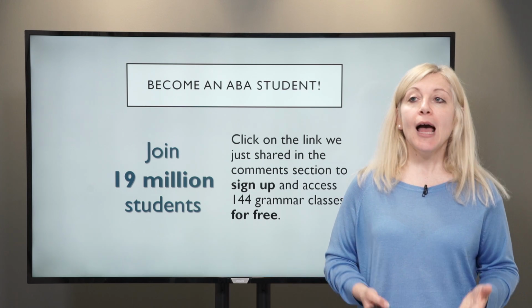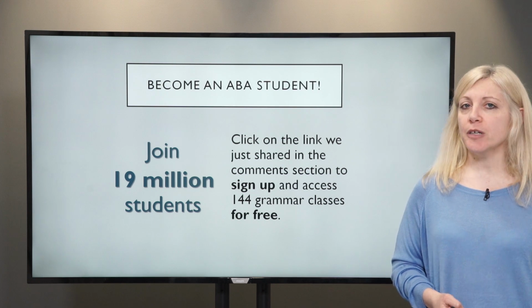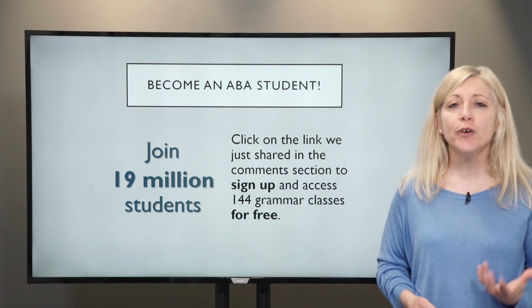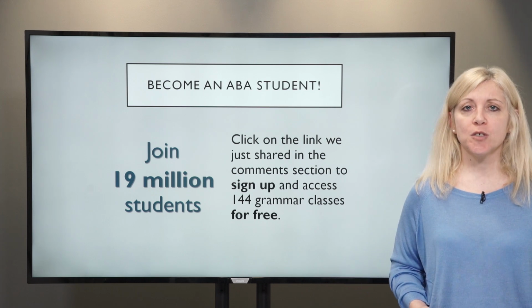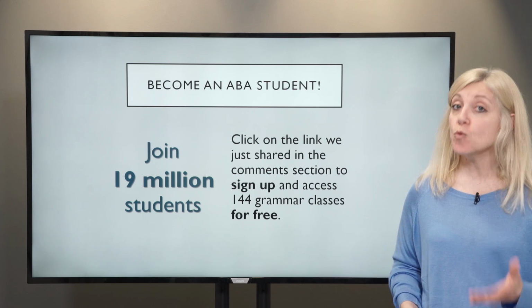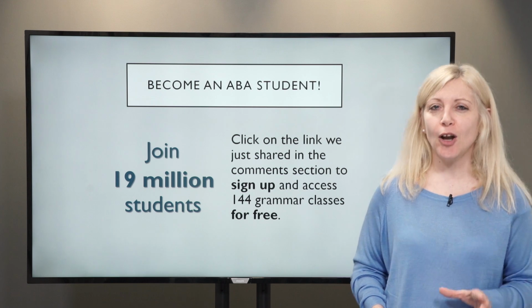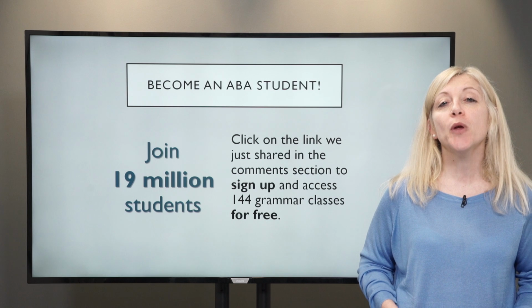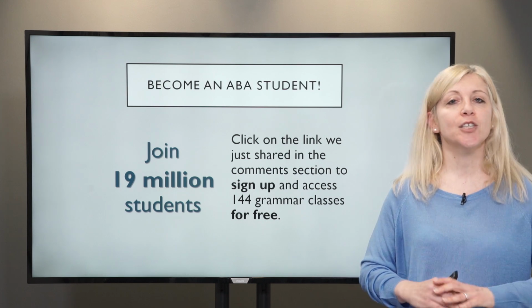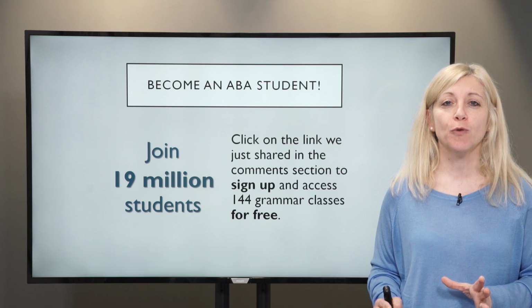So 144 units from beginner's level all the way through to business level, so there will definitely be a level for you. And you can either be a free student, and that means you have access to the first unit of every level and all of the video classes as well, so that's the grammar classes, so that's really good. But if you're really keen on learning English and improving and really making a difference, you need to become a premium student where you have access to everything, all 144 units.